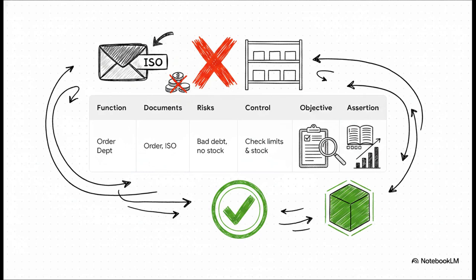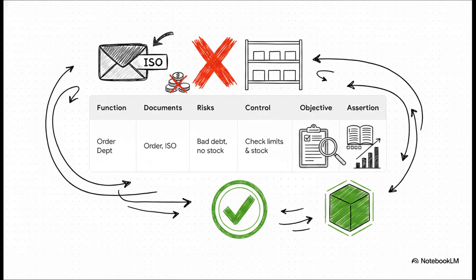Let's walk into our first room, the order department. You'll really want to memorize the logic of this matrix. The core function here is taking a customer order and turning it into an internal sales order, or ISO. But here's the catch. When an order comes in, the immediate risk is selling to someone who won't ever pay us, or accepting an order when we are completely out of stock.